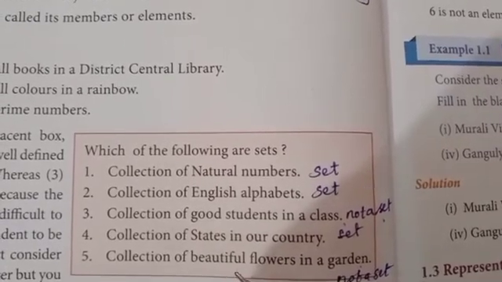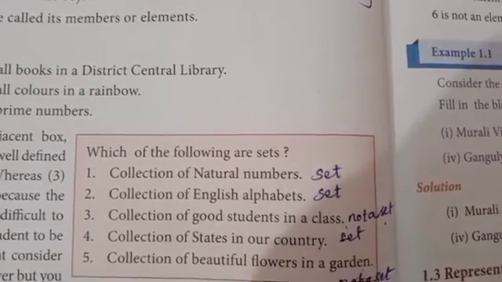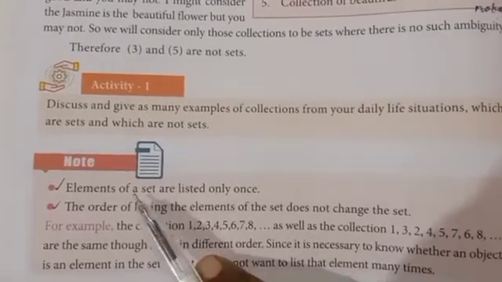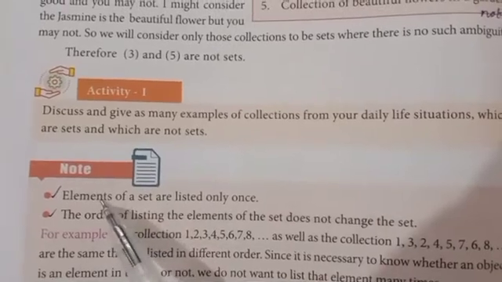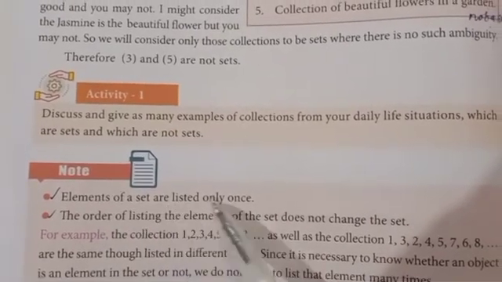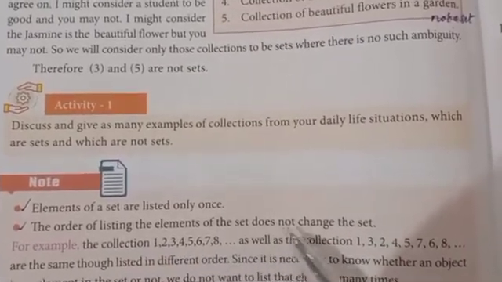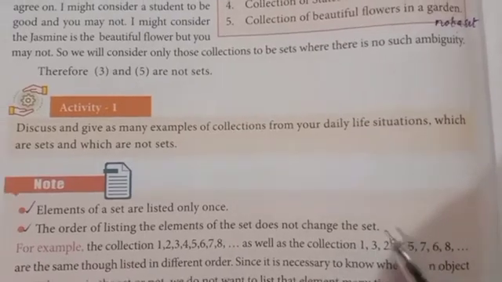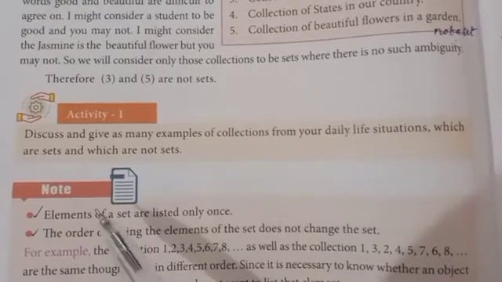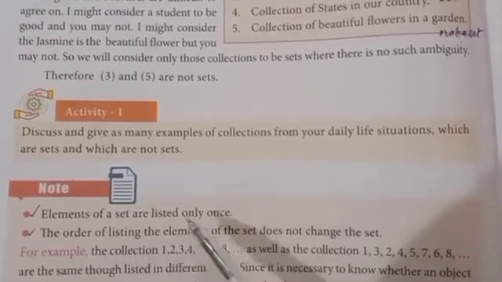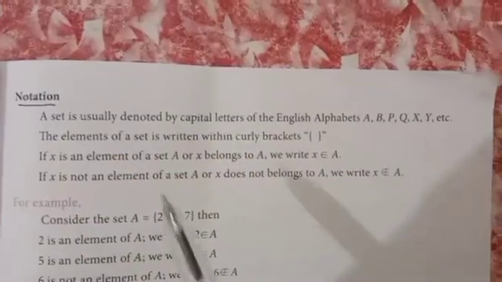Students, once again, what is the meaning of set? A set is a collection of well-defined objects. Some important points. Elements of a set are listed only once. The objects are the elements. The order of listing the elements of the set does not change the set. Inside the set we can write the elements in any order. Remember these two points.